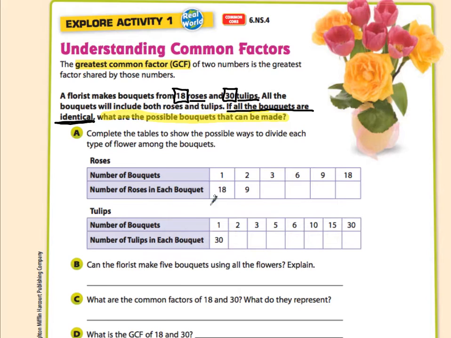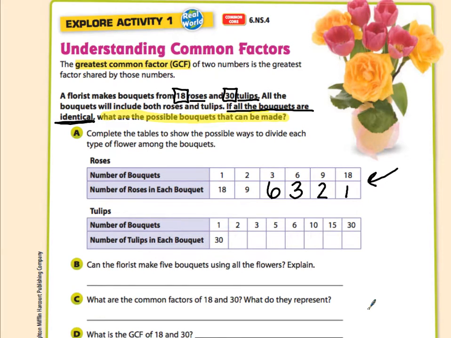So I could make one bouquet of roses and have them all be in there, so all 18. I could make 2 bouquets and 9 would go into each. If I made 3 bouquets, then 6 roses would go into each. If I made 6 bouquets, then 3 would go into each. If I made 9 bouquets, then 2 roses would go in each. And if I made 18 bouquets, then 1 rose would go into each. So these are the different ways that we can split up the roses.